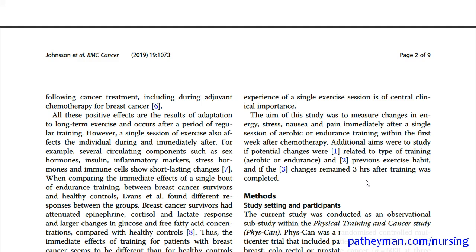There are 4 of them. And then the study factor in this case is a single session of aerobic or endurance training. That in and of itself is a study factor. It's a thing that could affect those 4 concepts: energy, stress, nausea, and pain. Did they do a single bout of exercise? But then they offered 2 different types of exercise, and if you look at the additional aim, does the type of training make a difference? So there's a study factor of doing exercise, period. And then there's also a study factor of which kind of exercise, aerobic or endurance.